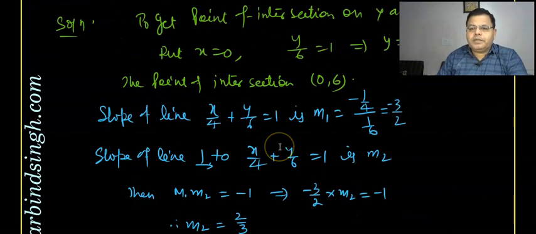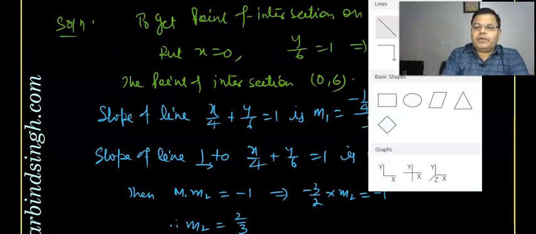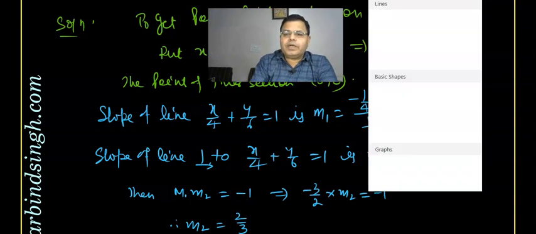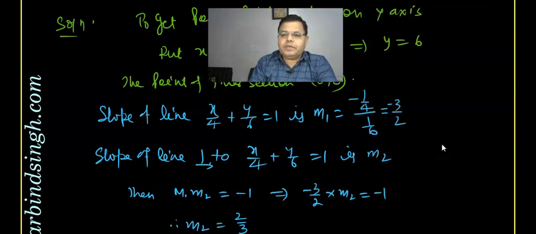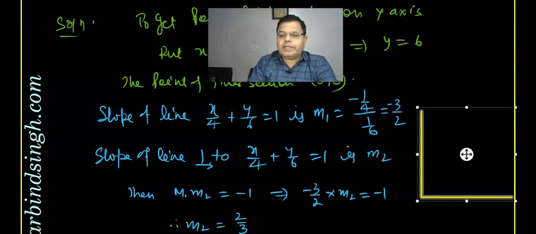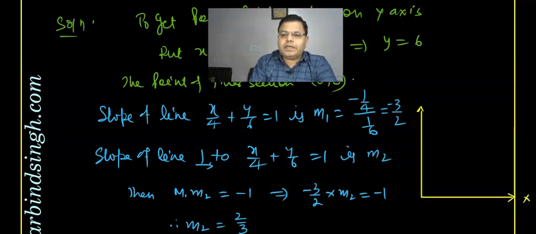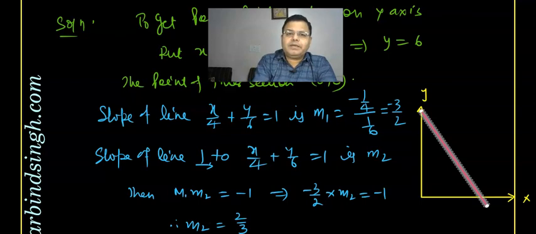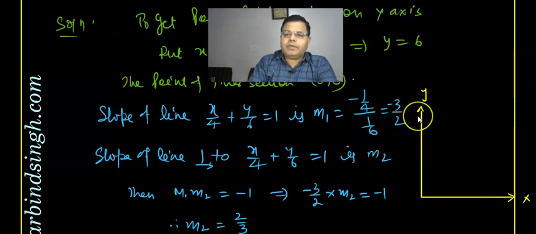Just for a conceptual approach, try to understand what you need to find out here. In this question, the line is given in intercept form. There is a line, and here we have the x-axis and the y-axis, and the line we need is perpendicular to it. The given line is x by 4 plus y by 6.